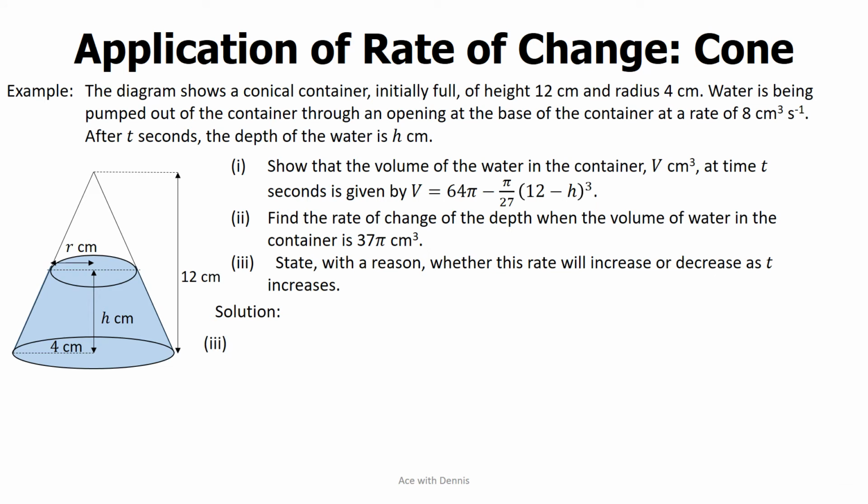Here is solution number 3. We need to state and reason whether this rate will increase or decrease as t increases. We see that dh over dt is less than 0. So what conclusion can we make here? We can say that this rate will decrease as t increases.